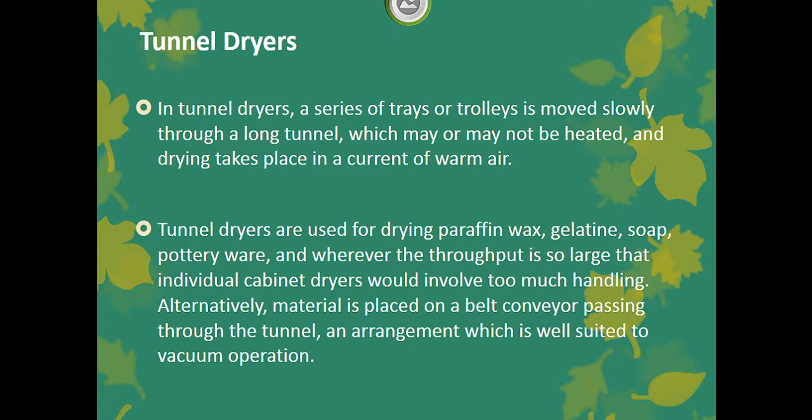Now, tunnel dryers are used for drying paraffin wax, gelatin, soap, even pottery ware, and wherever the throughput is so large that individual cabinet dryers would involve too much handling or labor cost. This is in the case of very large throughput, meaning the amount that is expected to be processed in a certain amount of time is big, or the rate of dried product withdrawal, that is what we mean by throughput. Alternatively, the material is placed on a belt conveyor passing through a tunnel, an arrangement which is well suited to vacuum operation, meaning operation below 1 atmospheric pressure.